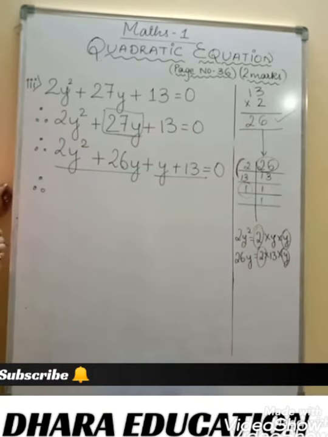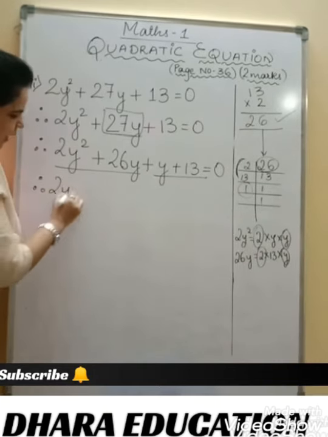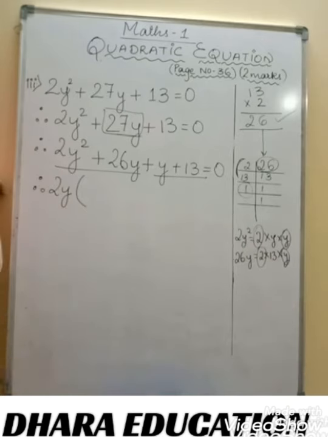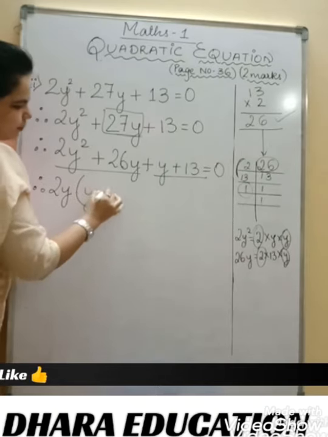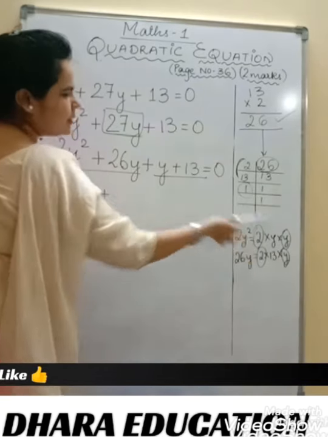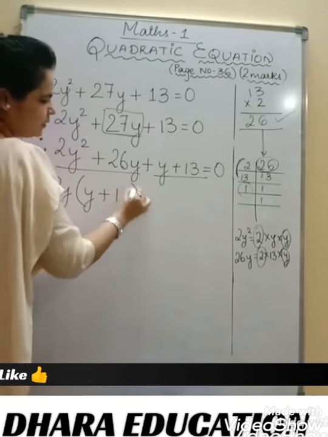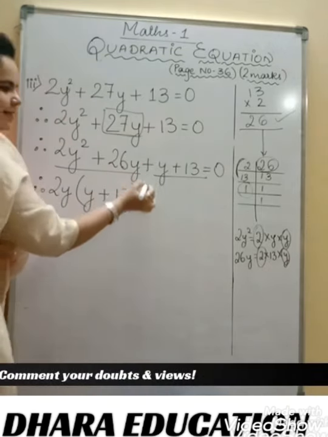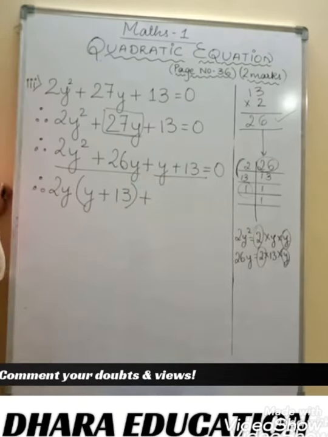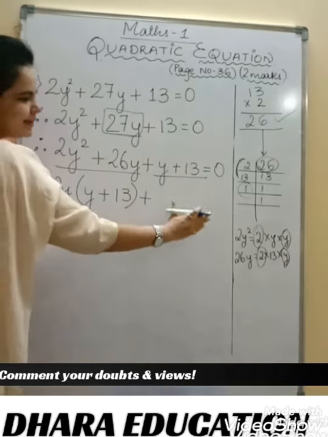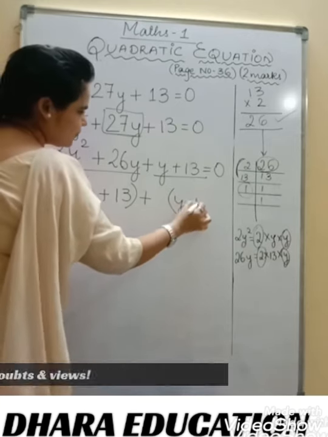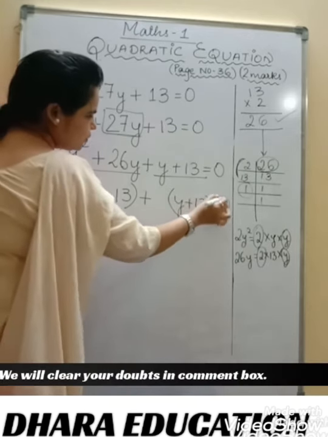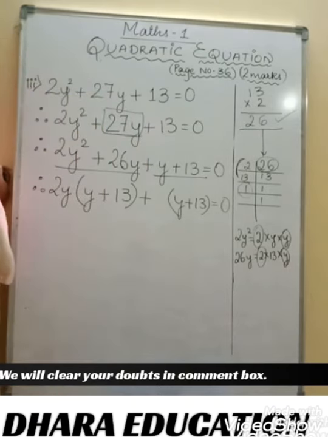2y we will take. Open the bracket. What is left over here is y, so I will take y, plus what is left over here is 13, I will take 13. Close the bracket. Same sign, plus. And as I told you before also, this particular term will be pasted as it is over here, so we will write it as it is, equal to 0.